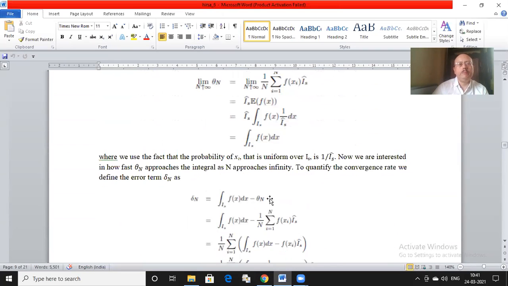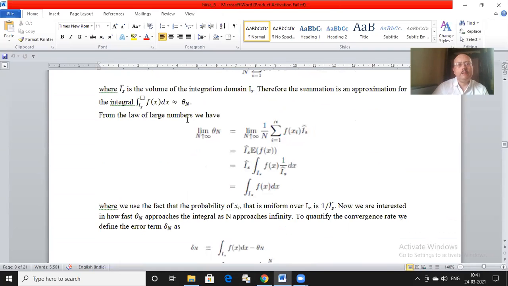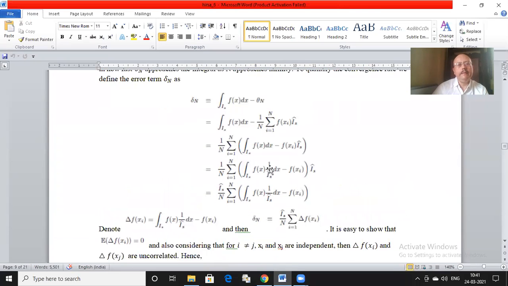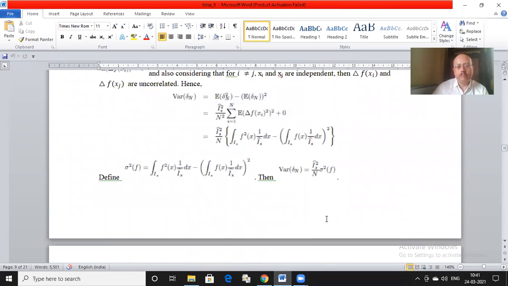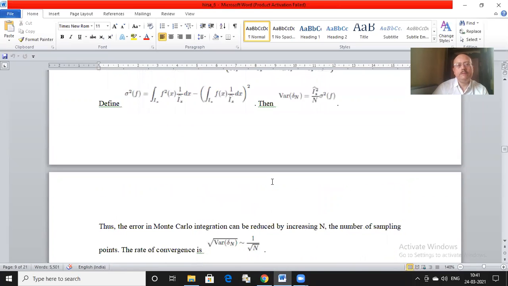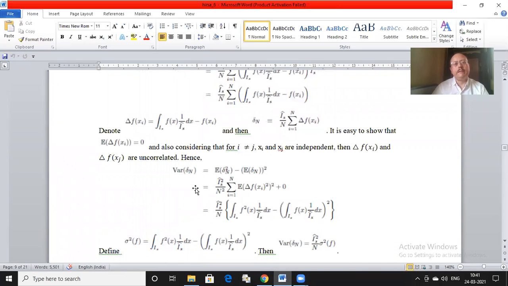So we have, for the Monte Carlo integration rule, convergence to the true value due to the law of large numbers, and a 1 by root n rate of convergence through the simple random sampling type argument.